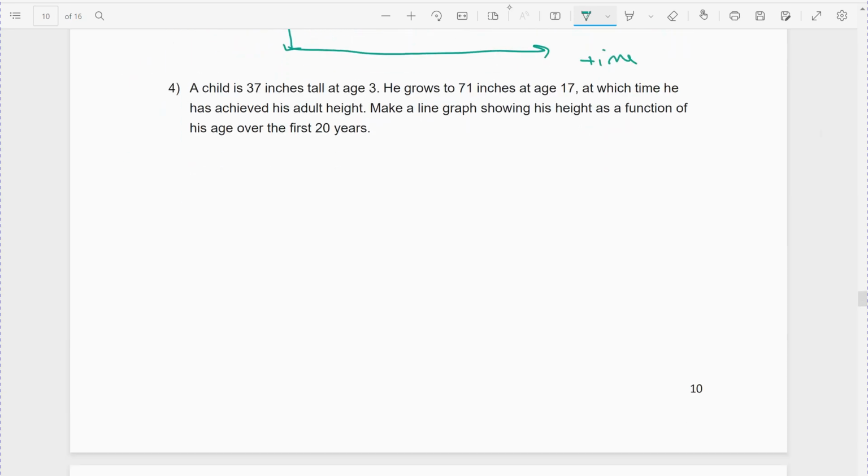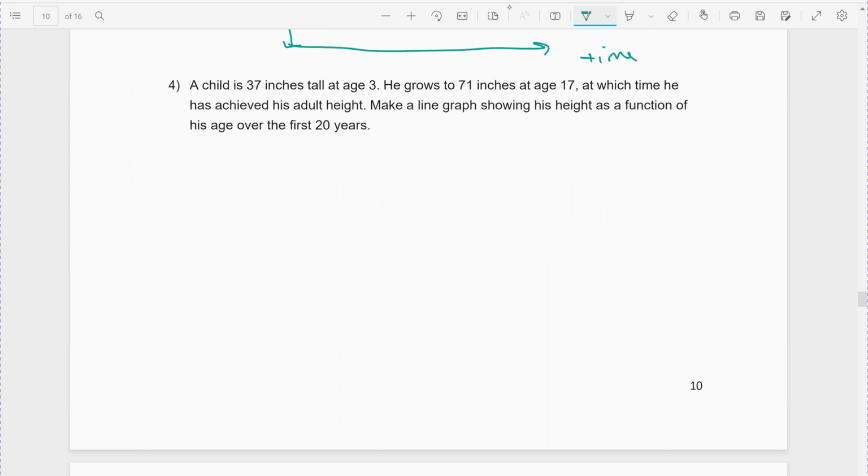All right, the next one. A child is 37 inches tall at age 3. Then he grows to 71 inches by age 17, at which time he has achieved his adult height, which means you stop growing. Now, if you don't take good care of yourself, because of gravity, you will start to shrink. But shrinking is usually very small, like when you hit your 80s and 90s. So we're just going to assume that we stay the same height all the way through.